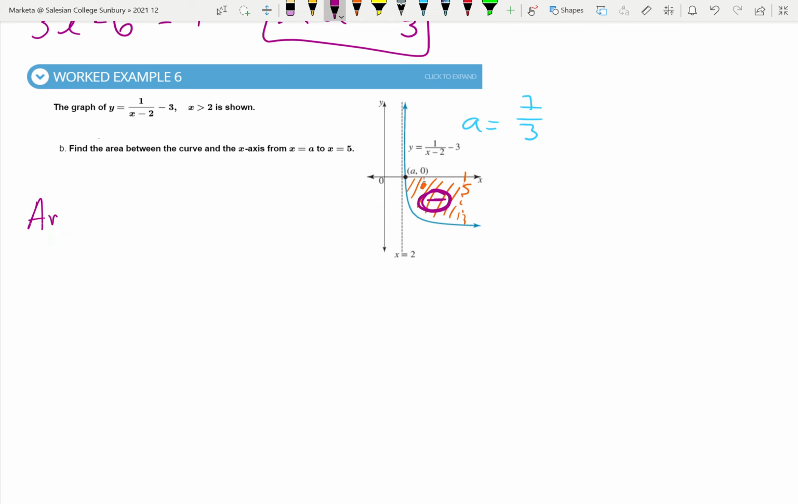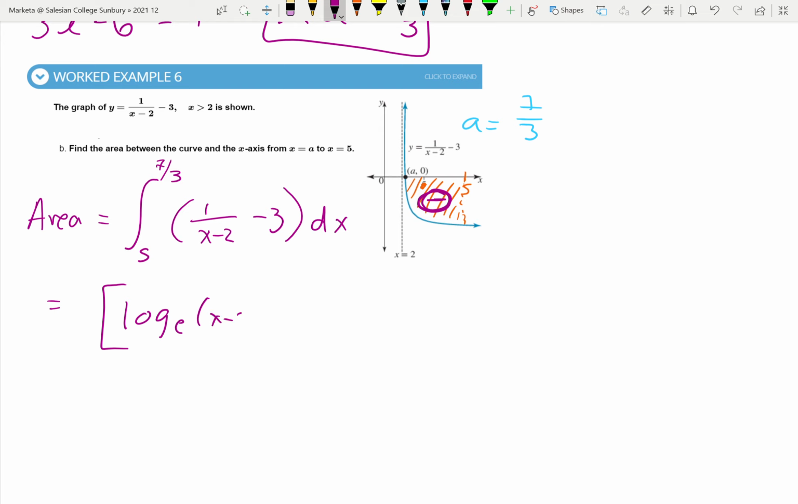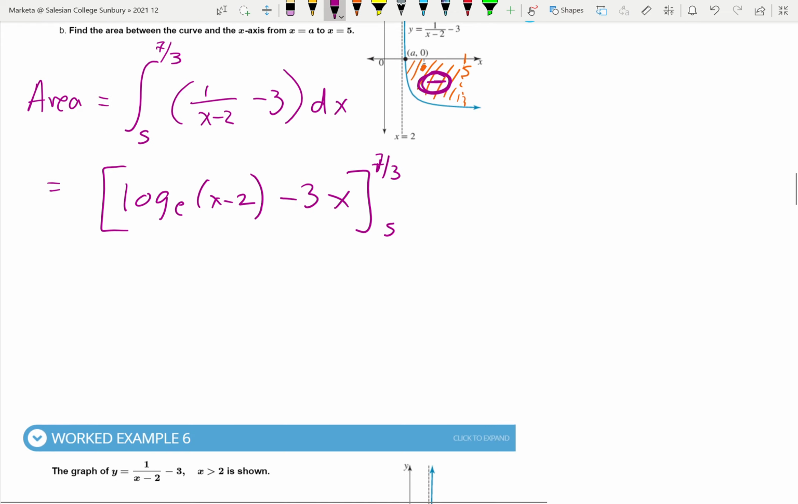So area equals, so it would be from 7 on 3 to 5, but because I'm flipping the terminals, I'm going to put the 5 at the bottom and the 7 on 3 on top. And I've got 1 divided by x minus 2 minus 3 dx. So let's anti-derive. So 1 over x minus 2, that's a log 1. So log e x minus 2 minus 3x from 5 to 7 on 3. Make sure your terminals are the correct way. And now we can just sub that in.